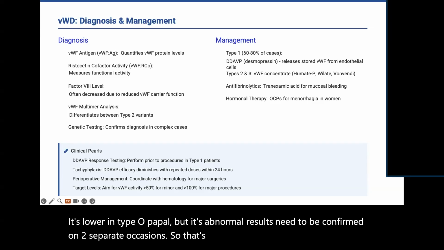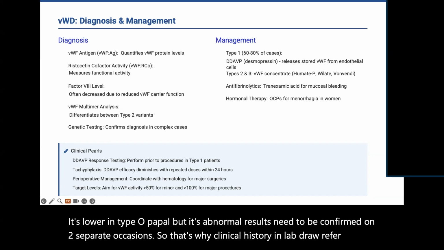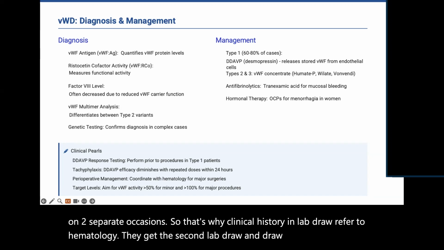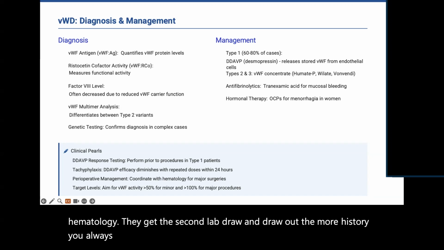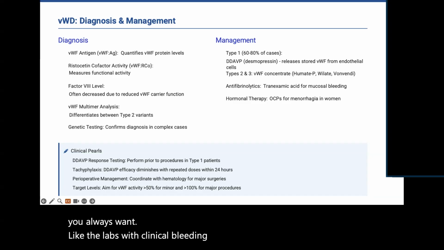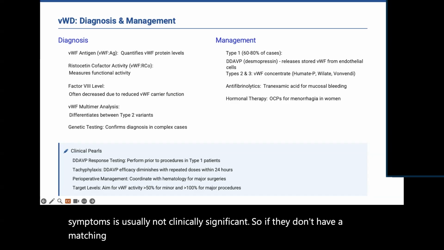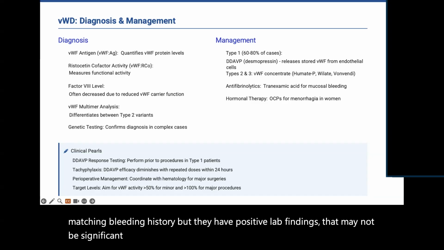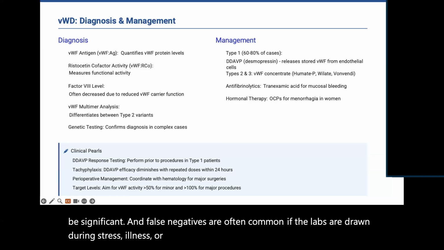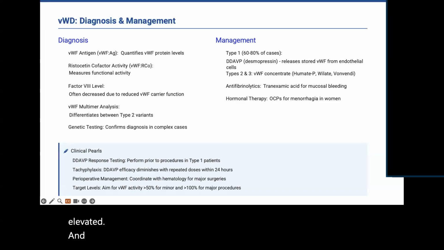So that's why, after clinical history and lab draw, you refer to hematology. They get the second lab draw and draw out more history. You always want to correlate the labs with clinical bleeding history. A mildly abnormal lab without symptoms is usually not clinically significant. So if they don't have a matching bleeding history, but they have positive lab findings, that may not be significant. And false negatives are often common if the labs are drawn during stress, illness, or pregnancy, when von Willebrand factor is normally elevated. And hematology referral is often needed for definitive subtype diagnosis.